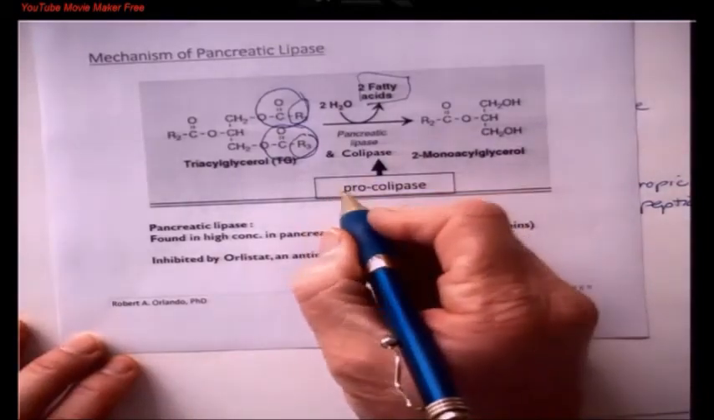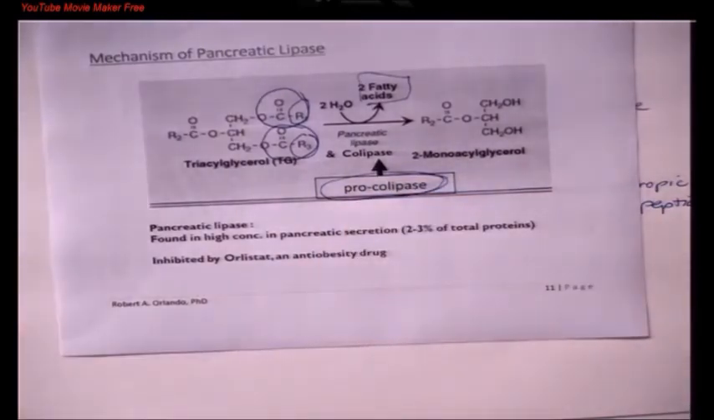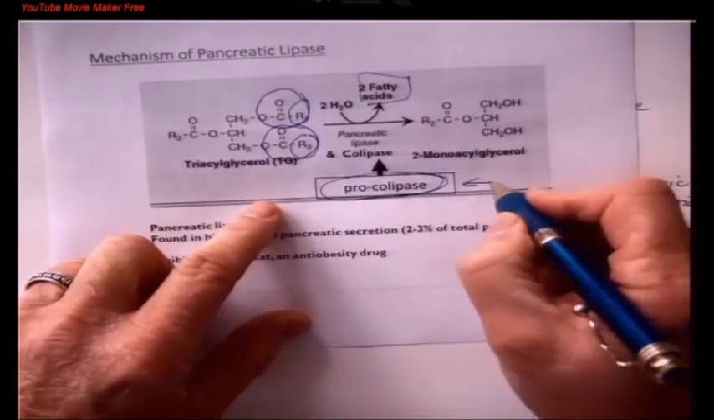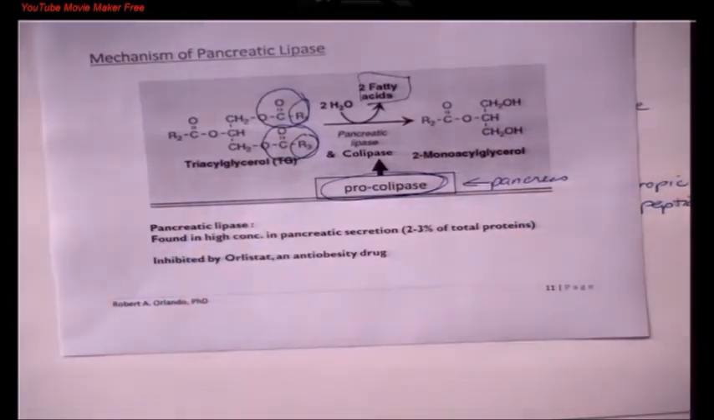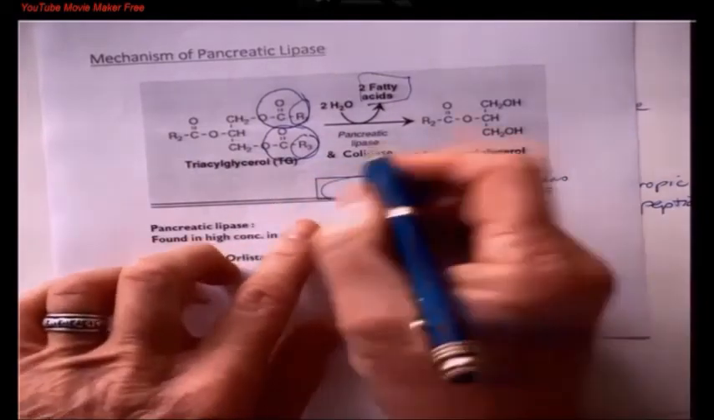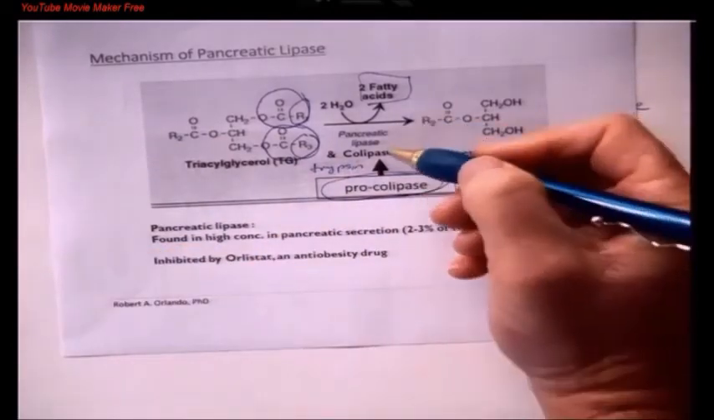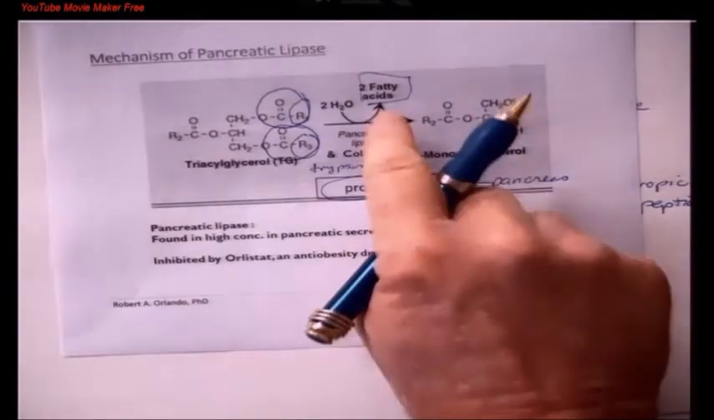Now you'll notice this little thing called procolipase. The lipase is secreted from the pancreatic acinar cells in the same inactive form as the proteases are. The pancreas also secretes colipase. The prolipase is activated into colipase by trypsin that has already been activated. The colipase now works in conjunction with the lipase enzyme to do this hydrolytic cleavage.